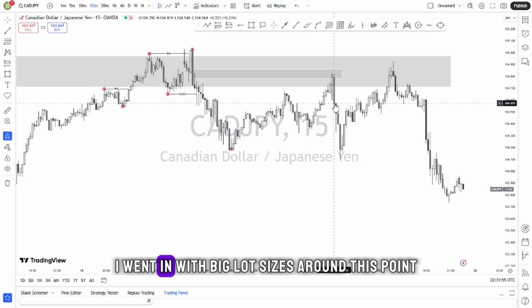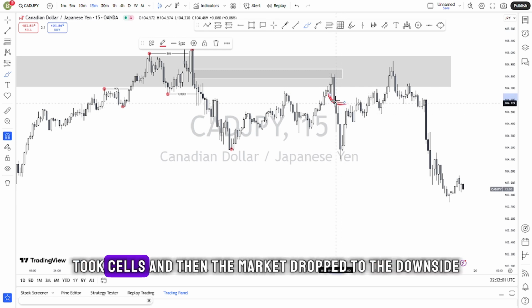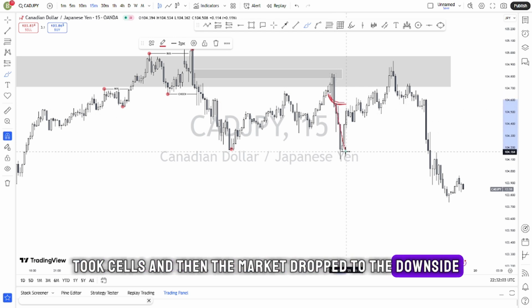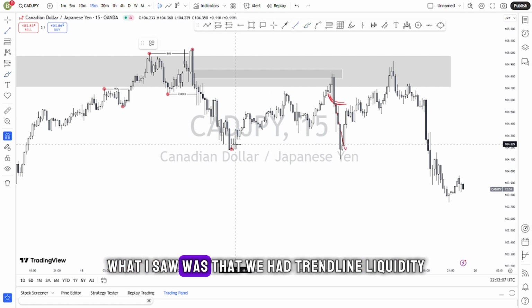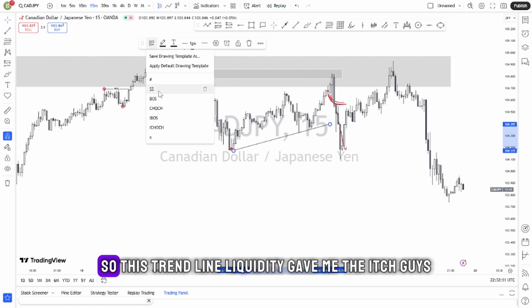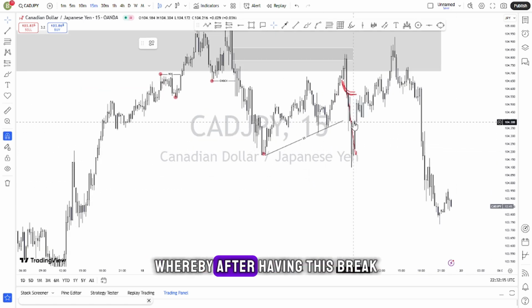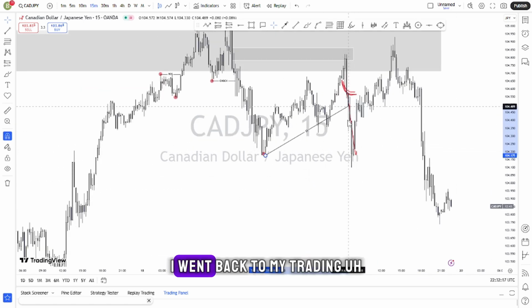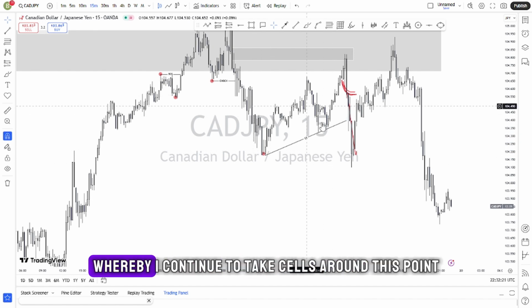I went in with big lot sizes around this point, took sales, and then the market dropped to the downside. After it dropped, what I saw was that we had trendline liquidity around this point. This trendline liquidity gave me the itch, guys, whereby even after this break, I went back on my trading plan and continued to take sales around this point.